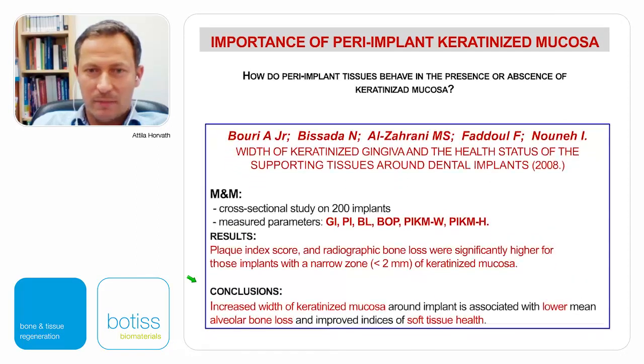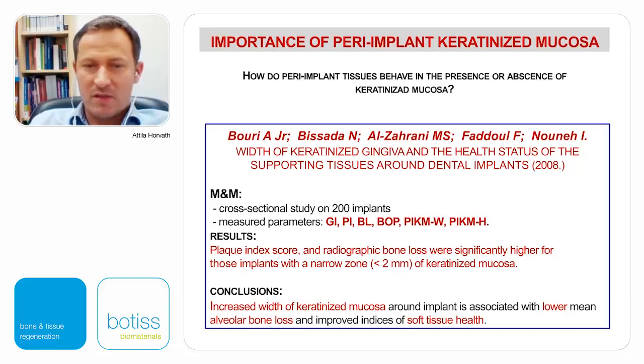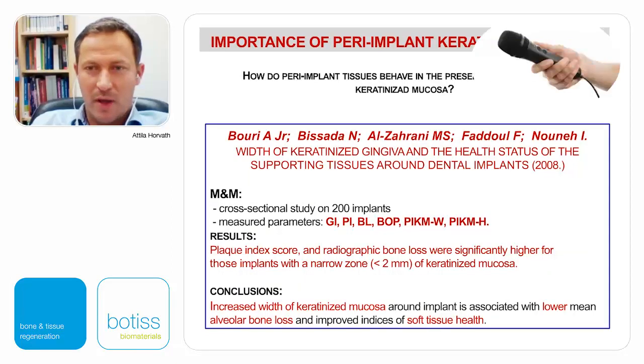So let's have a look at another study from Bull and co-workers from 2008, quite similar. They measured and investigated implants without a sufficient amount of keratinized mucosa. They said less than 2 millimeters. That was the narrow zone. And what they stated in the results was that plaque score and radiographic bone loss were significantly higher for those implants with less width of keratinized mucosa. So they concluded that increasing the width of keratinized mucosa is associated with lower alveolar bone loss and improved soft tissue health.